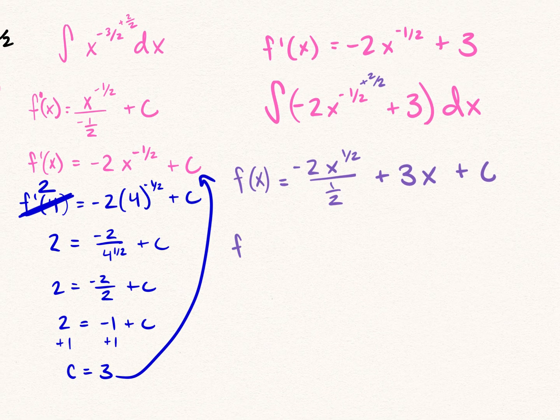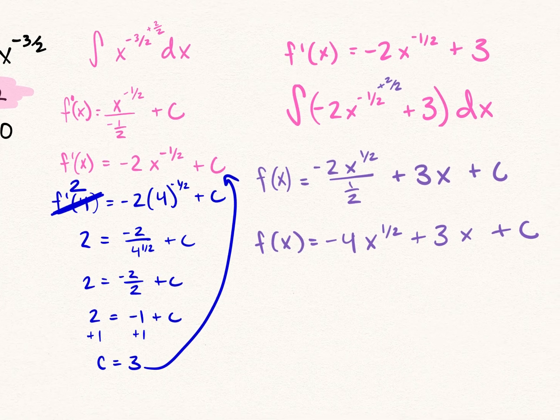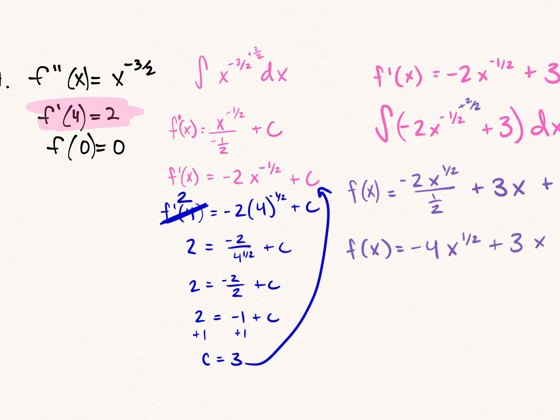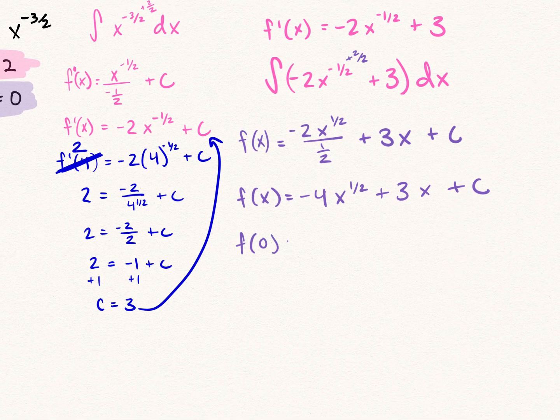Let's simplify. f of x equals, when I keep change flip here, this would be negative 4x to the 1/2 power, plus 3x plus c. So it gives us f of 0 equals 0. I'm using this piece of information now. So f of 0 means that I'm plugging 0 in, so negative 4 times 0 to the 1/2 power plus 3 times 0 plus c. And then f of 0 is 0. So when we solve for c, what do we get?